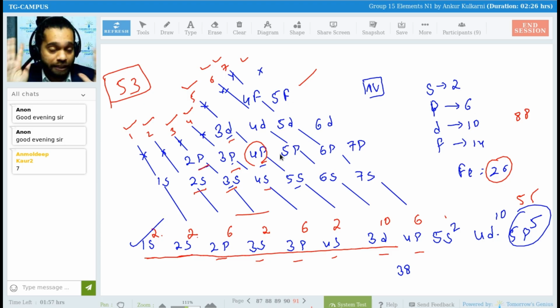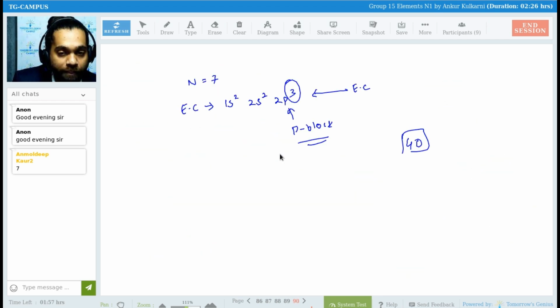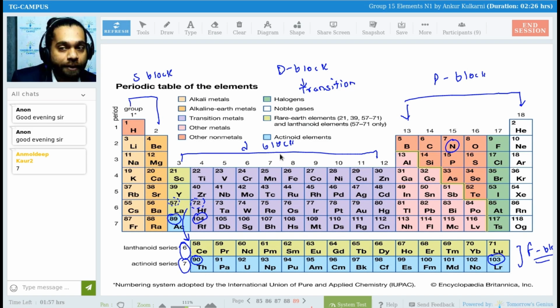Now this is what we have done according to our table, according to the trick. Now let us see if it is correct or not. 5p5, atomic number 53. Where is atomic number 53? Come on, find which element has atomic number 53. Sarjana and Anthony and Muldeep, find 53. Correct, Kevin. It is iodine. Iodine is in the p block.